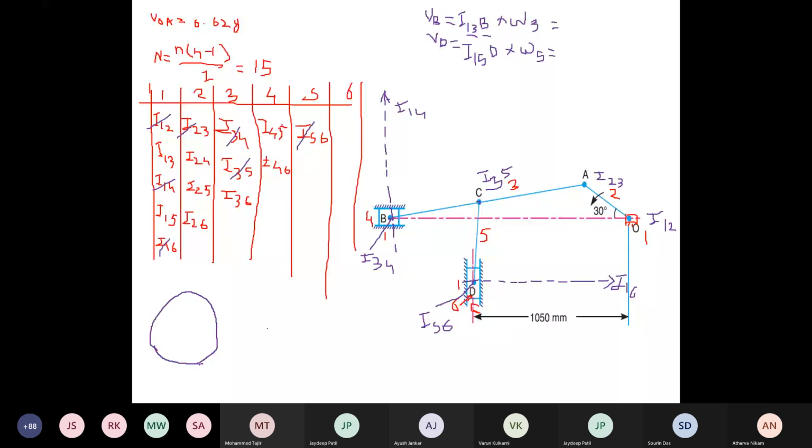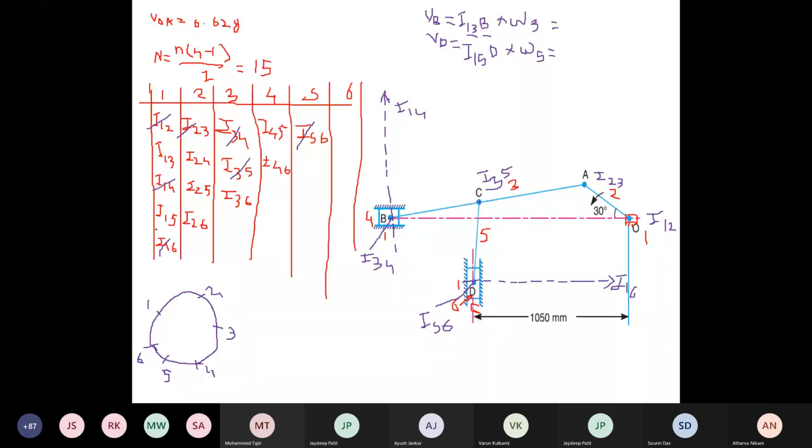Now how many points do you have to mark on this circle, the number of links? Yes, sir. How many will come? 6, 6 points: 1, 2, 3, 4, 5 and 6. And I have to join the ICRs, to join the links, those ICRs are known.